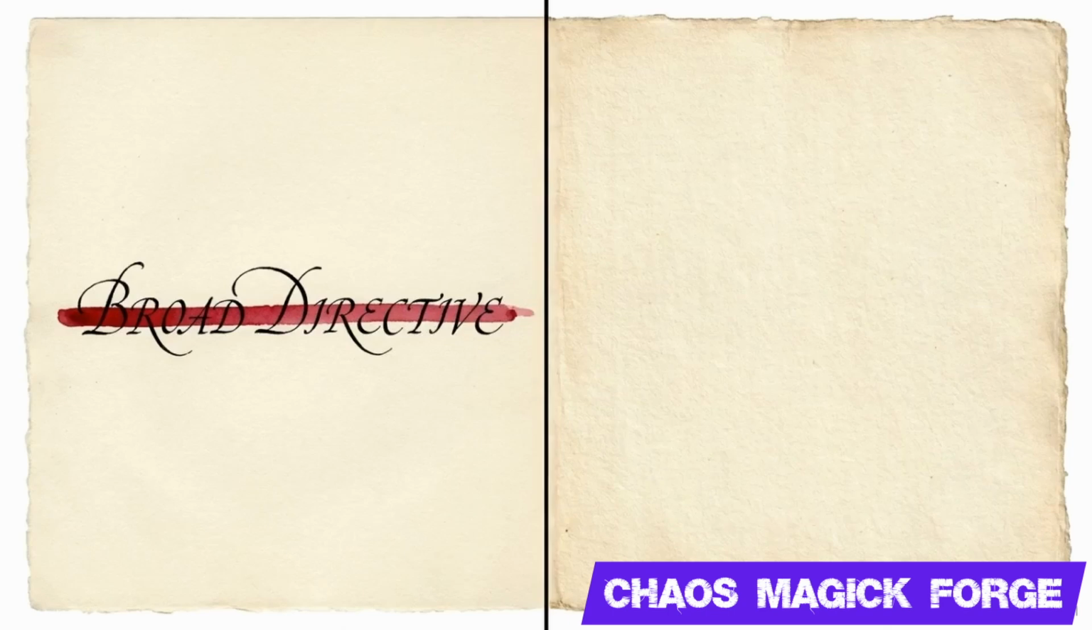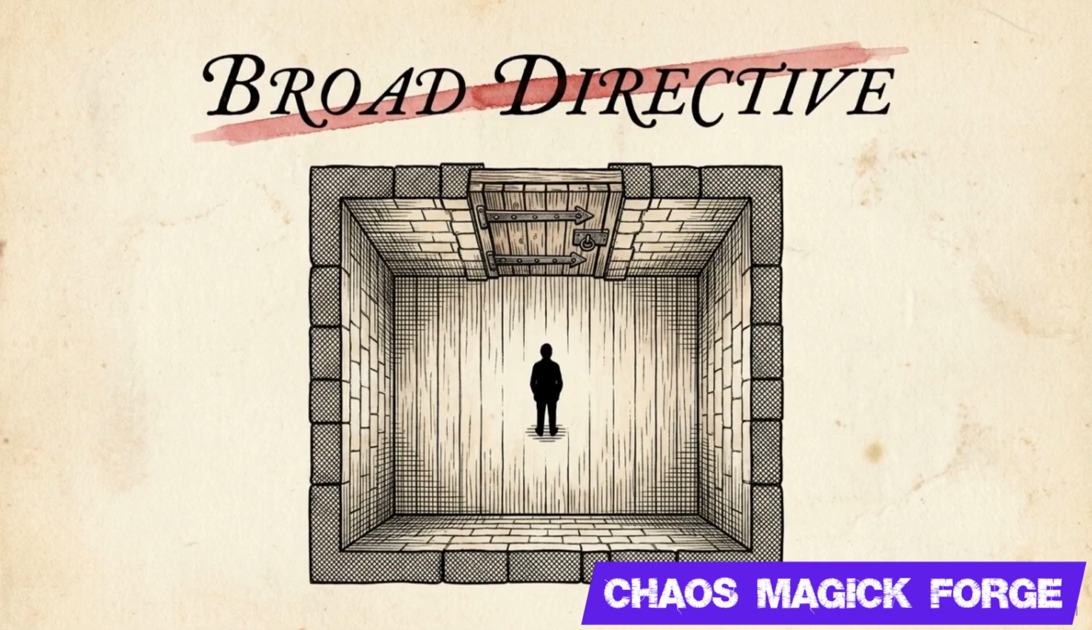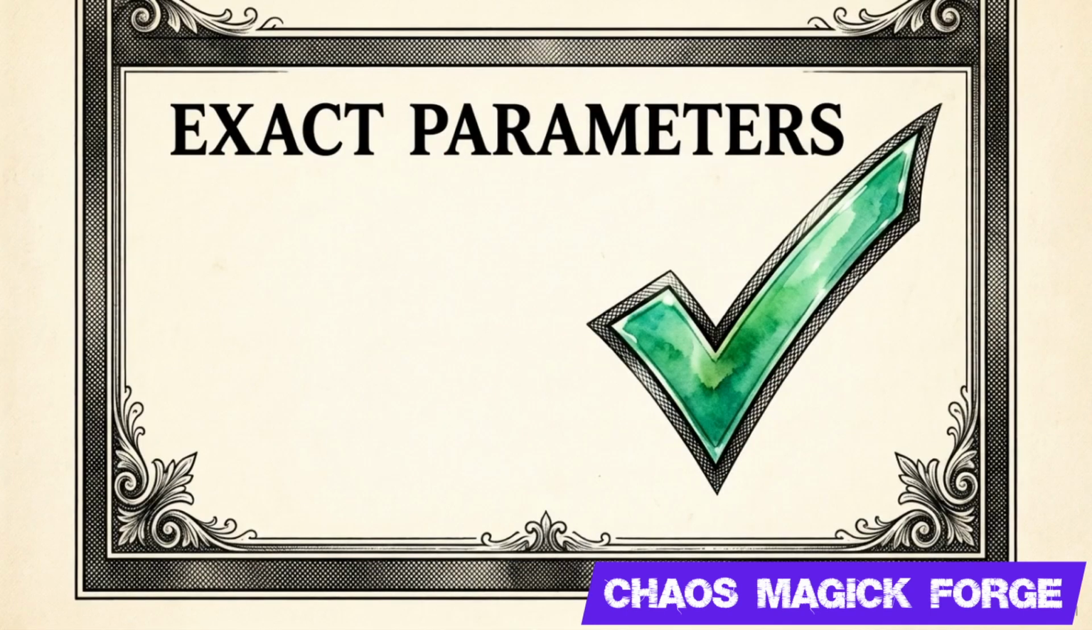On the left, a vague instruction like "protect me" leaves too much room for interpretation. The servitor might decide the best way to protect you is to isolate you entirely. On the right, a hyper-specific command: ward this bedroom against intrusion. This gives the entity a clear, measurable job with absolute boundaries.